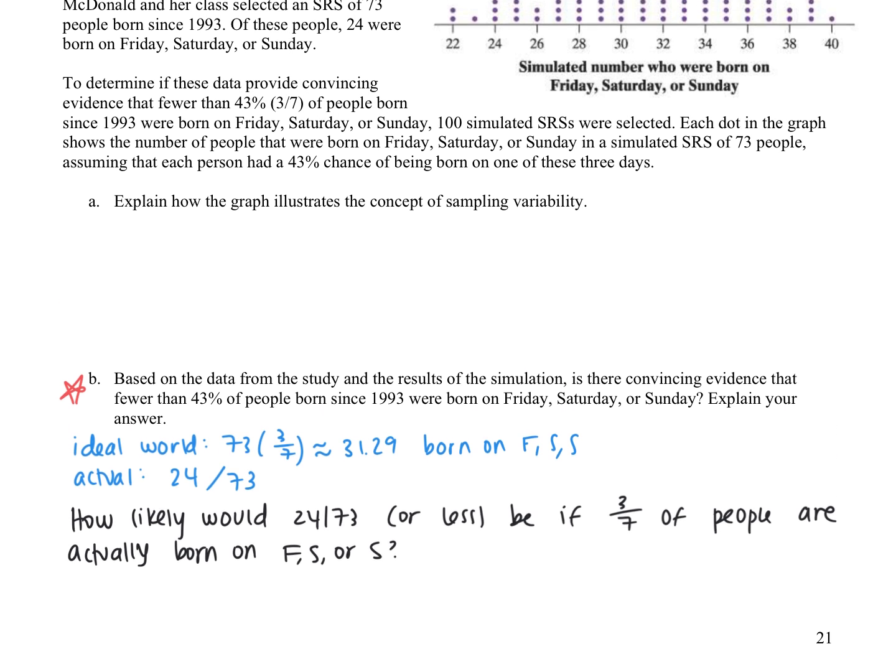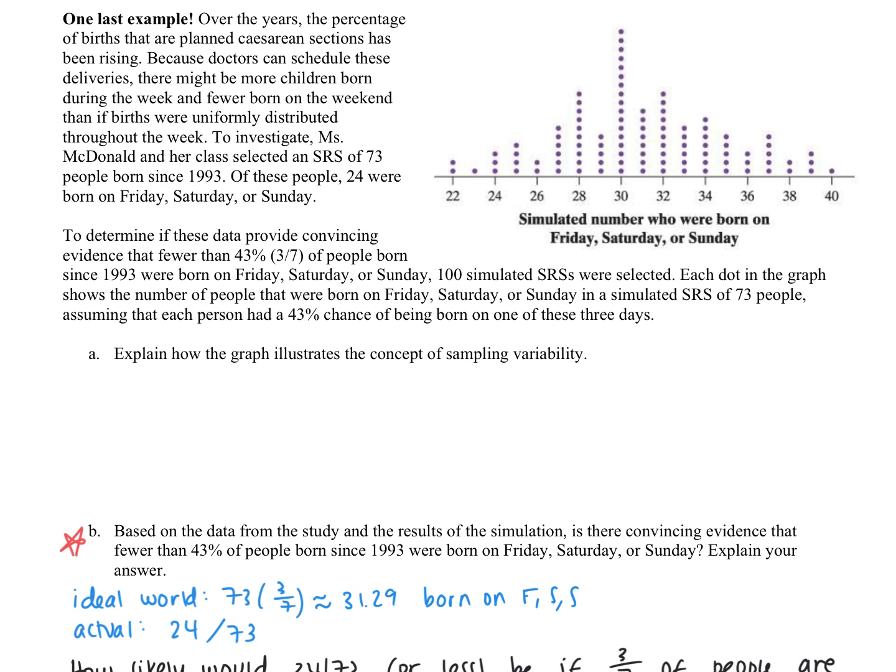That's where this simulation comes in. That 24 is here. And we're always looking for that and more unlikely. So that happened 6 out of the 100 trials. So even if 3/7 were true, we would get a sample with 24 or less 6% of the time.